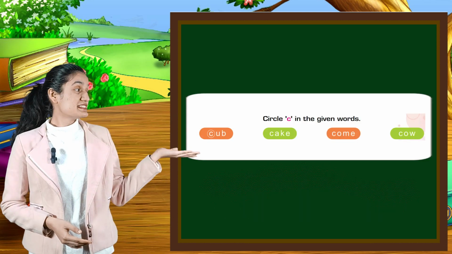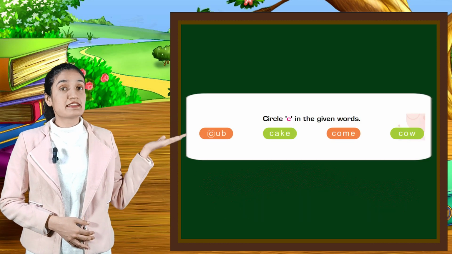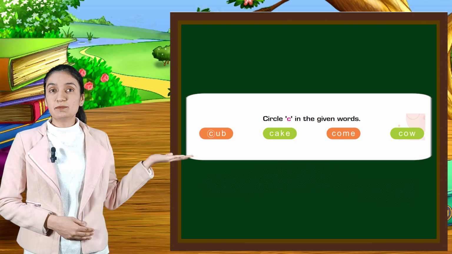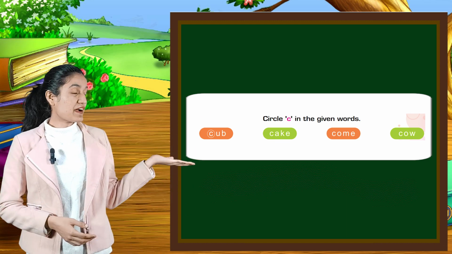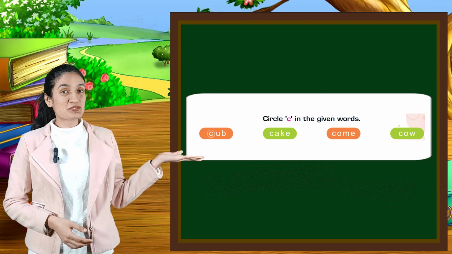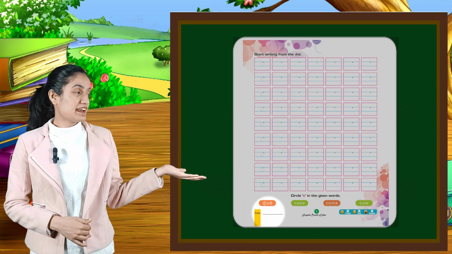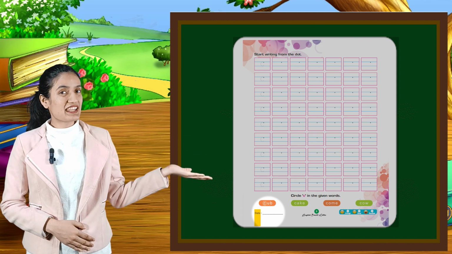Now kids, circle C in the given words. Here you can see the words cub, cake, come, cow. So students, can you find C? Yes, you have to circle C. And at the end of the page, write here date.